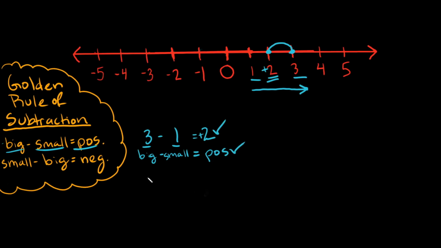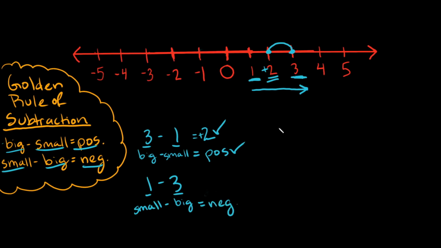Okay, so now let's try out the other part of the rule. What if I gave you 1 minus 3? What's bigger, 1 or 3? 3 is bigger, right? And 1 is smaller. So we have a small minus big situation. According to our rule, small minus big is negative. So we should get a negative answer.